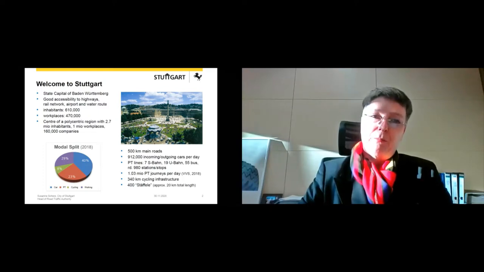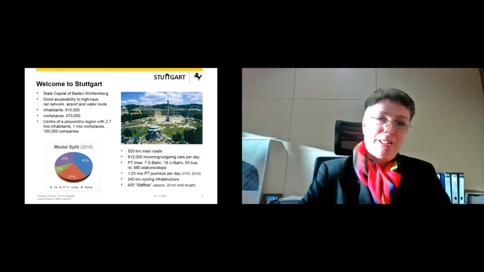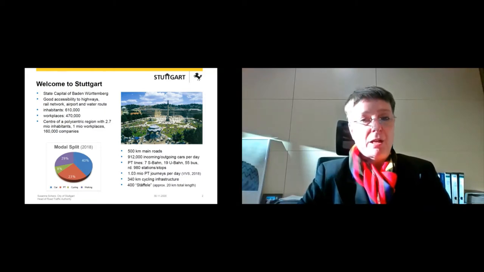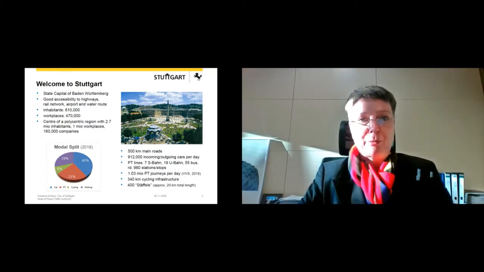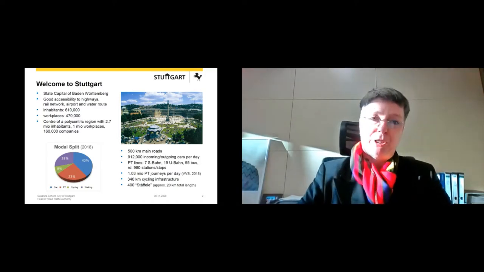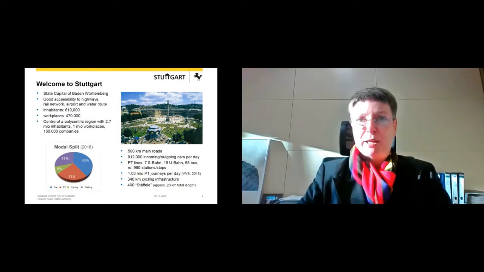And the model split, maybe just to introduce it, we have a very good, or excellent, public transport. So the public transport share is about 23%. A lot of people are walking, 29% of the model split, 40% is about car transport, and 8% about bicycle transport. If you look on the picture on the right side, you see that Stuttgart is quite special.